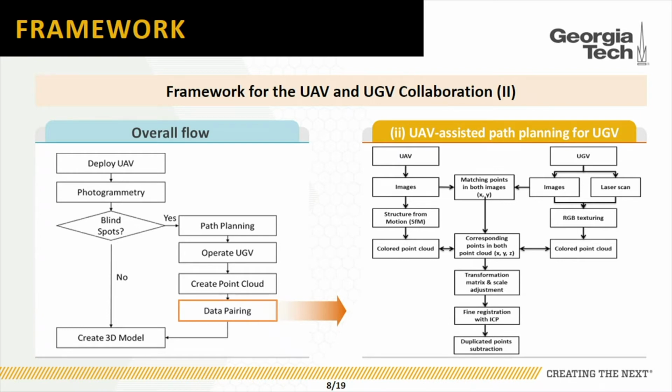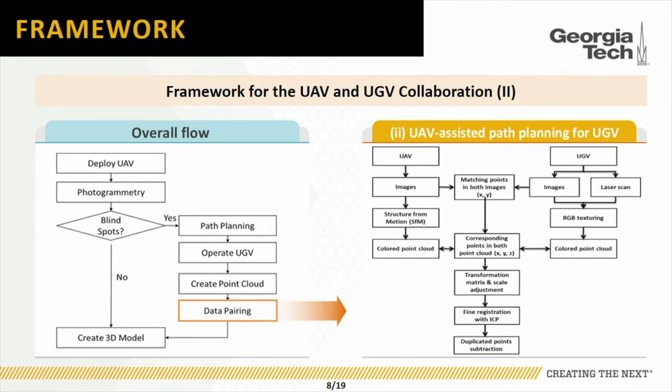And then in the UGV, it has the laser scan. I'll show you how the UGV looks, but it has laser scanners and also a camera. The main purpose of the camera is to capture the RGB color information to match it to the point cloud, just like the commercial laser scanners.